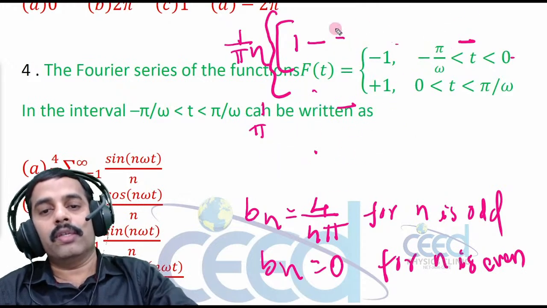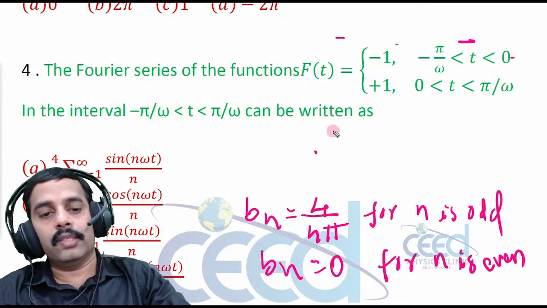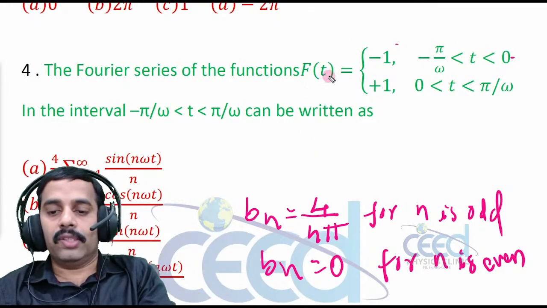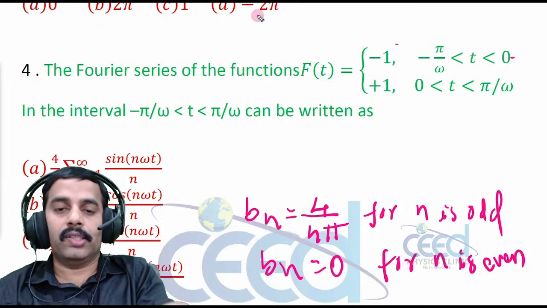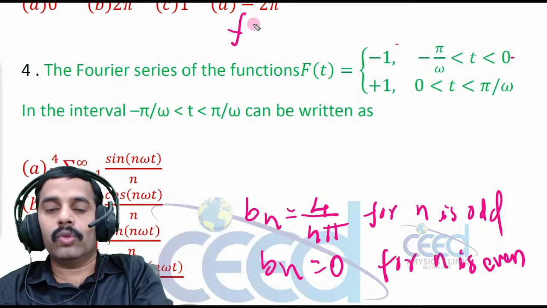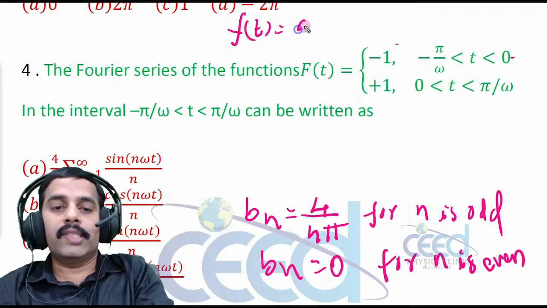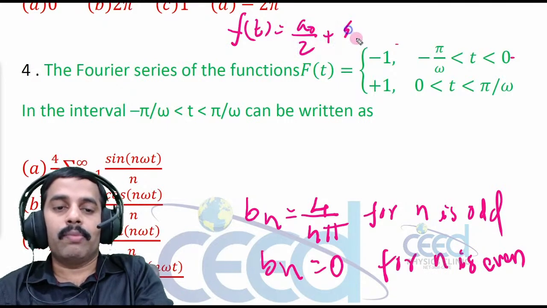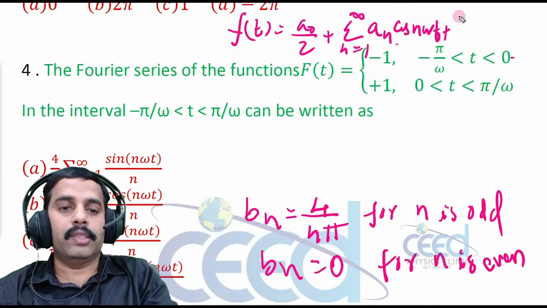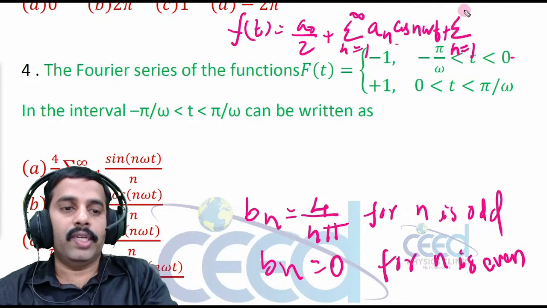the series expansion. That is what our question is, right? So what is the question? We have to represent the series, that is, f of t is equal to a0 by 2 plus sigma n equals 1 to infinity an cos n omega t plus sigma n equals 1 to infinity bn sin n omega t.